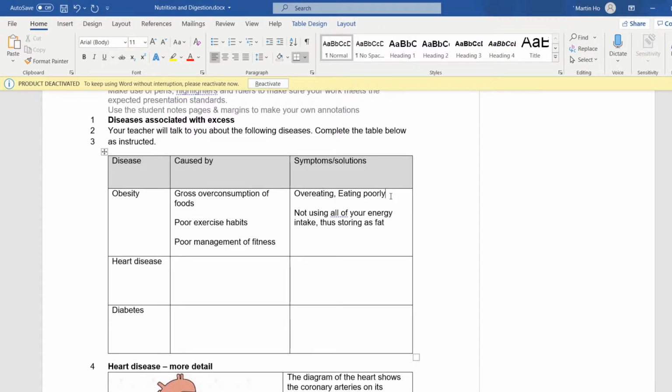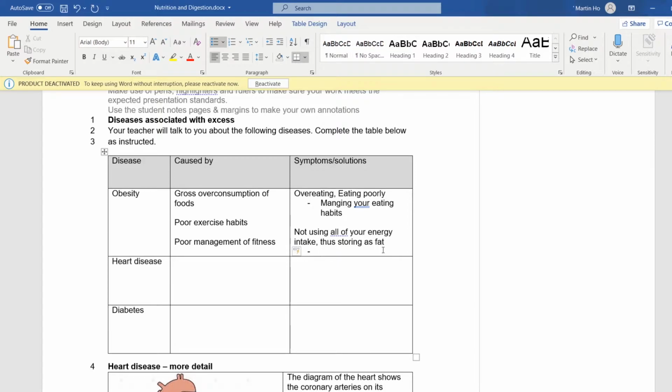So underneath each of these symptoms, we're also going to list a solution. Of course, a solution to overeating is managing your eating habits. Increasing your intake of fiber and vegetables, as well as reducing the amount that you eat. Say, eating McDonald's limited to once a month rather than once a week, or just not eating as much per meal, will help you manage your eating habits and, of course, your weight in terms of obesity.